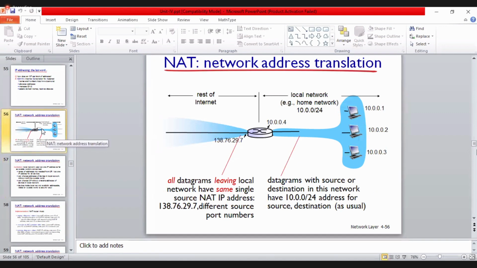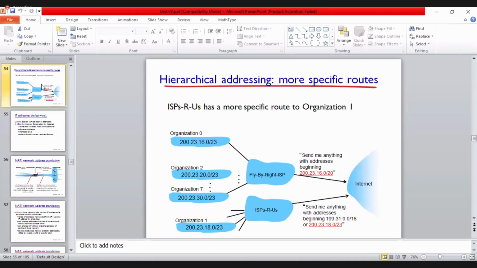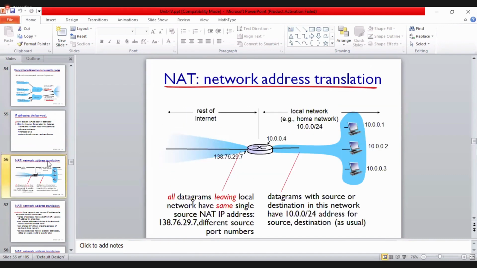So the next thing, as part of our Unit 4, is network address translation. We can observe this scenario: a local area network and the rest of the internet. We are using a router to connect various devices to the internet. If you observe at the router, all the datagrams leaving this local area network have the same single source IP address but different source port numbers.